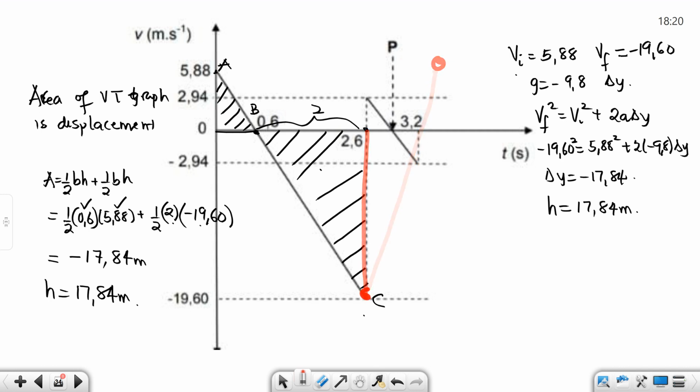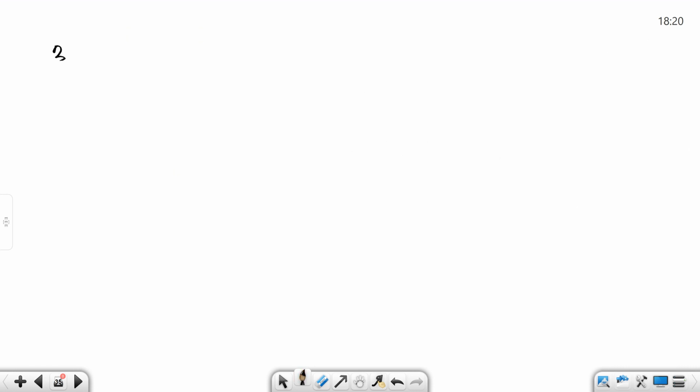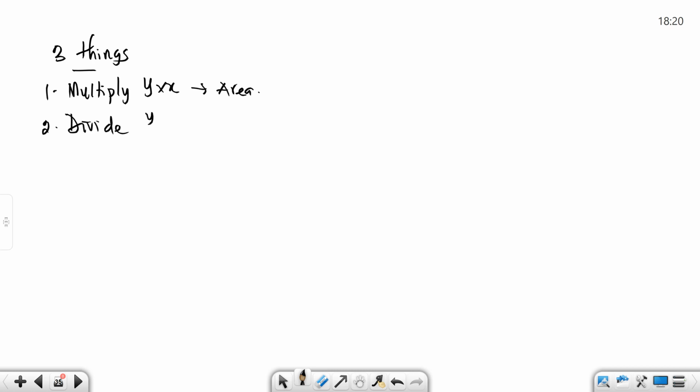Idris is saying, sir, what's the area under a displacement-time graph? I taught you how to calculate all of these areas. Crash course, one minute again. Three things when you work under a graph. Number 1, multiply. Do you remember that? Y times X. If that exists, that's what? Area. Number 2, what do you do? Divide. Y over X. If that formula exists, what do you find? Gradient. And number 3, rearrange.